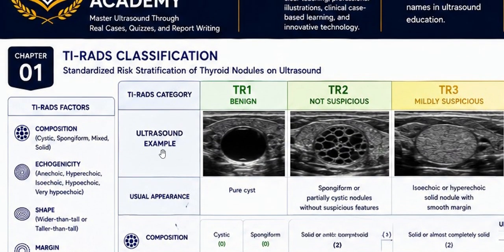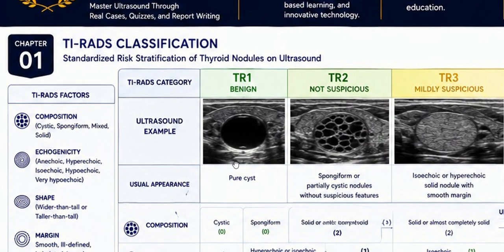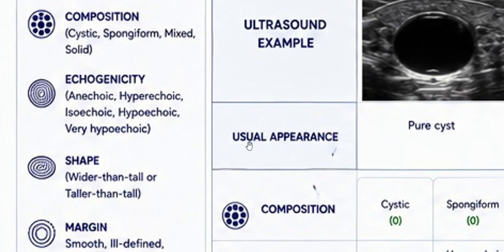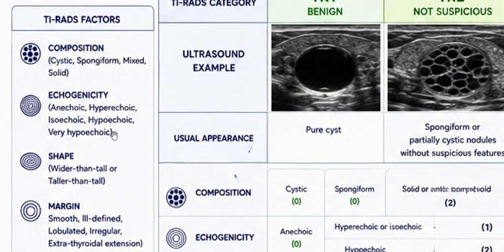What is it that you're supposed to check when you are doing a thyroid ultrasound? So here are the key factors, TIRADS factors. These are called the TIRADS factors that you are supposed to consider. So the first is composition, the composition of a thyroid lesion. Is it cystic? Is it spongiform? Is it mixed or is it solid?